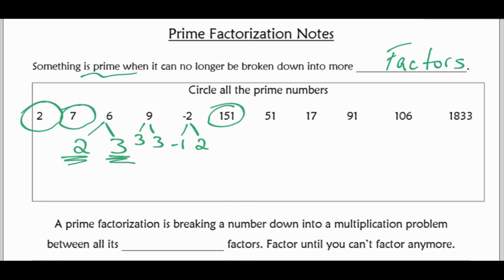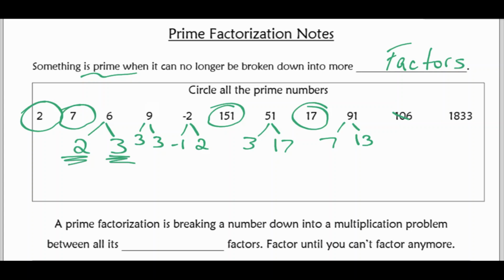51 seems like it might be prime also, but if you try 3, 5, 7, actually you hit one with 3. 3 times 17 would give you 51. However, 17 doesn't break down anymore, so 17 is actually a prime number. 91 also seems like it might be prime, but if you try 3, 5, 7, 11, 13, actually 7 and 13 break down 91 also, so that's not prime. 106 is an even number, so we know that's not prime.